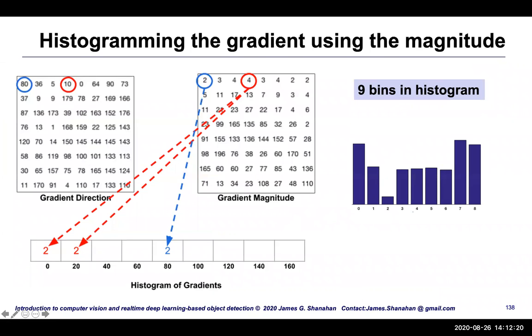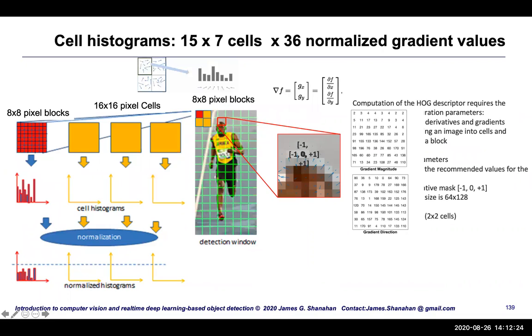So I've got 9 bins, so I just accumulate these. And then one more final step: I take those histograms and look at this 2x2 neighborhood in the original image. This will give me 4 histograms, 4 9-bucket histograms. I'll put them all together, and this will give me 36 values, and I'll normalize those.